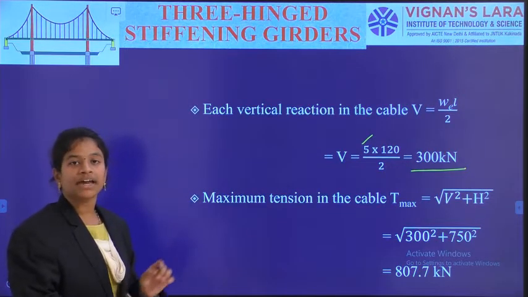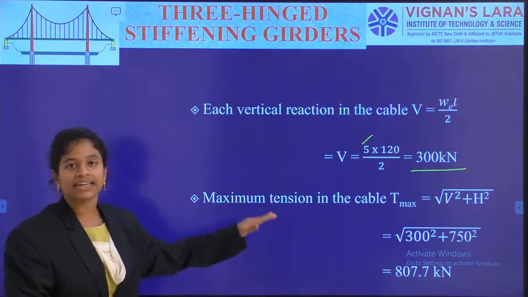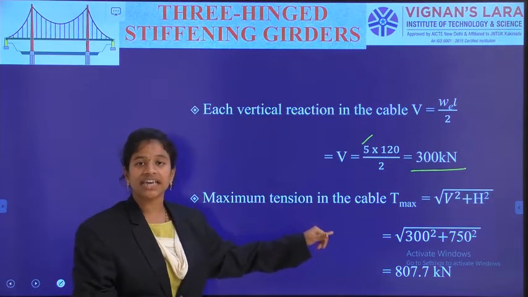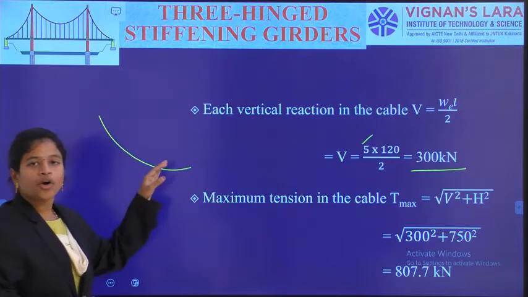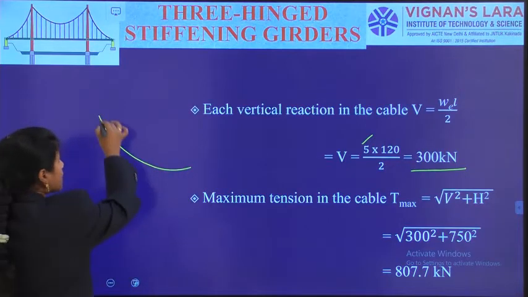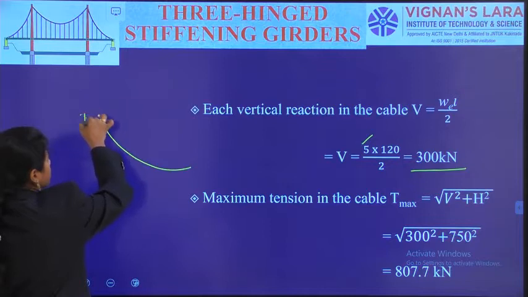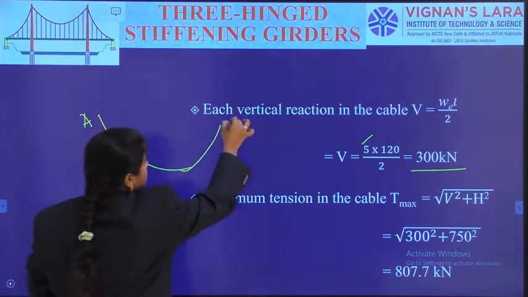And in the problem they are asking us to calculate the tension in the cable, the maximum tension in the cable, T max. They have not mentioned any particular point at which to calculate tension, so I am calculating only at support A or at support B.